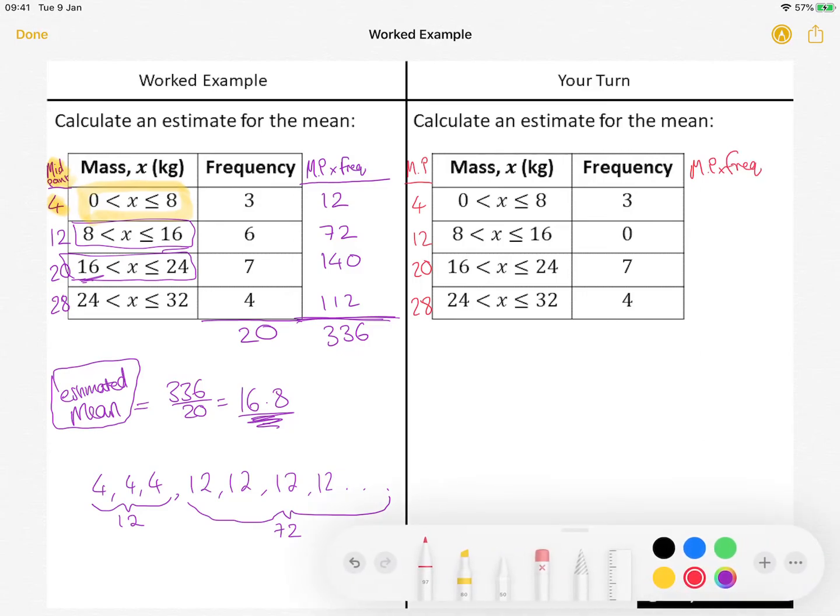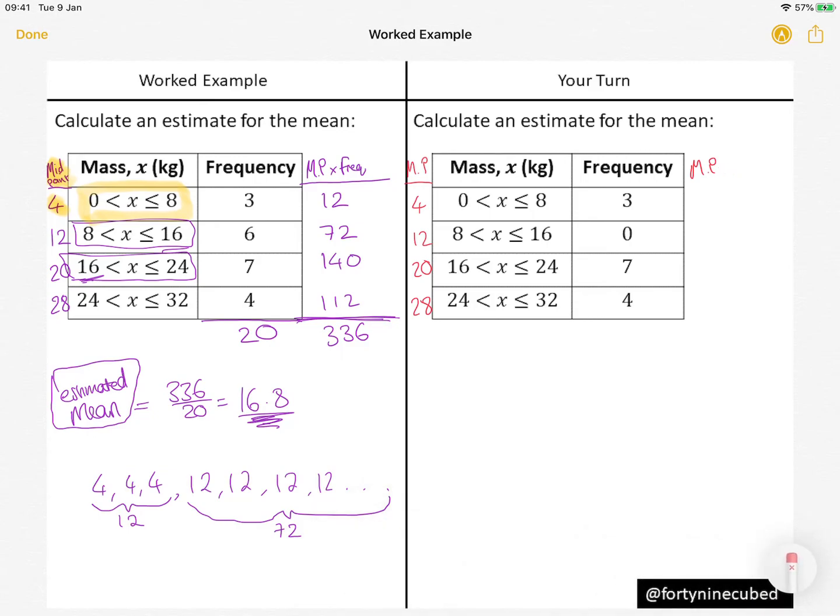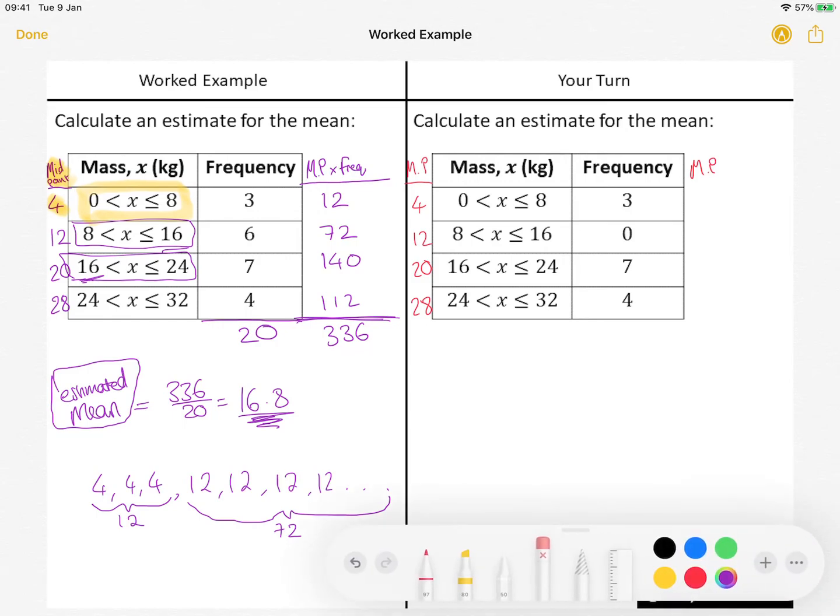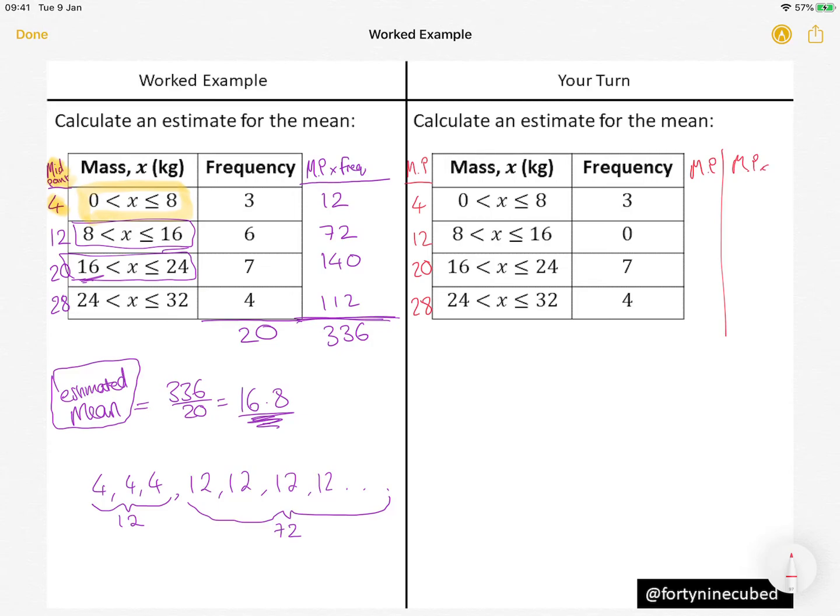Some people like to do their midpoint there, and then do midpoint times frequency. It doesn't matter where you lay it out really. You can do whatever suits you. So anyway, I've got all the midpoints, so I'll just leave that. But anything times 0 is 0. And then you can use your calculator for this, so I'm not testing your mental maths. If you want a challenge, then maybe go for it. So that's 264.